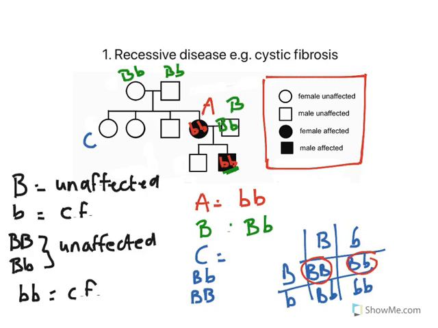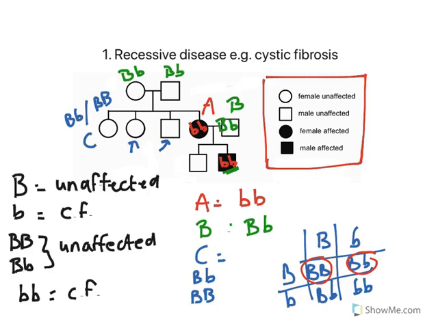Here and here. Like I said, they are unaffected, so they have to have 1 big B at least. But they could be either. I mean, there's a 50% chance that they're heterozygous and there's less of a chance that they're homozygous, but they could be either. So that could either be big B, little b, and the same would go for this person.